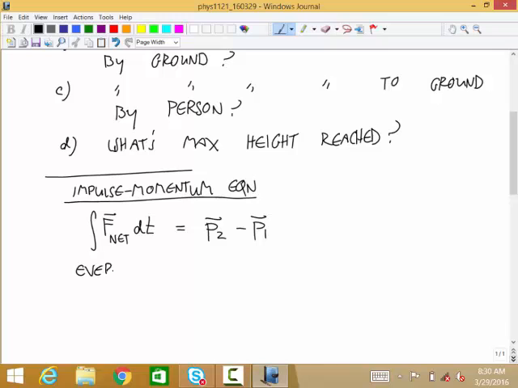In this problem, everything happens in the y direction. So this equation says that the y component of the net force integrated with respect to time is equal to P2 y component minus P1 y component.